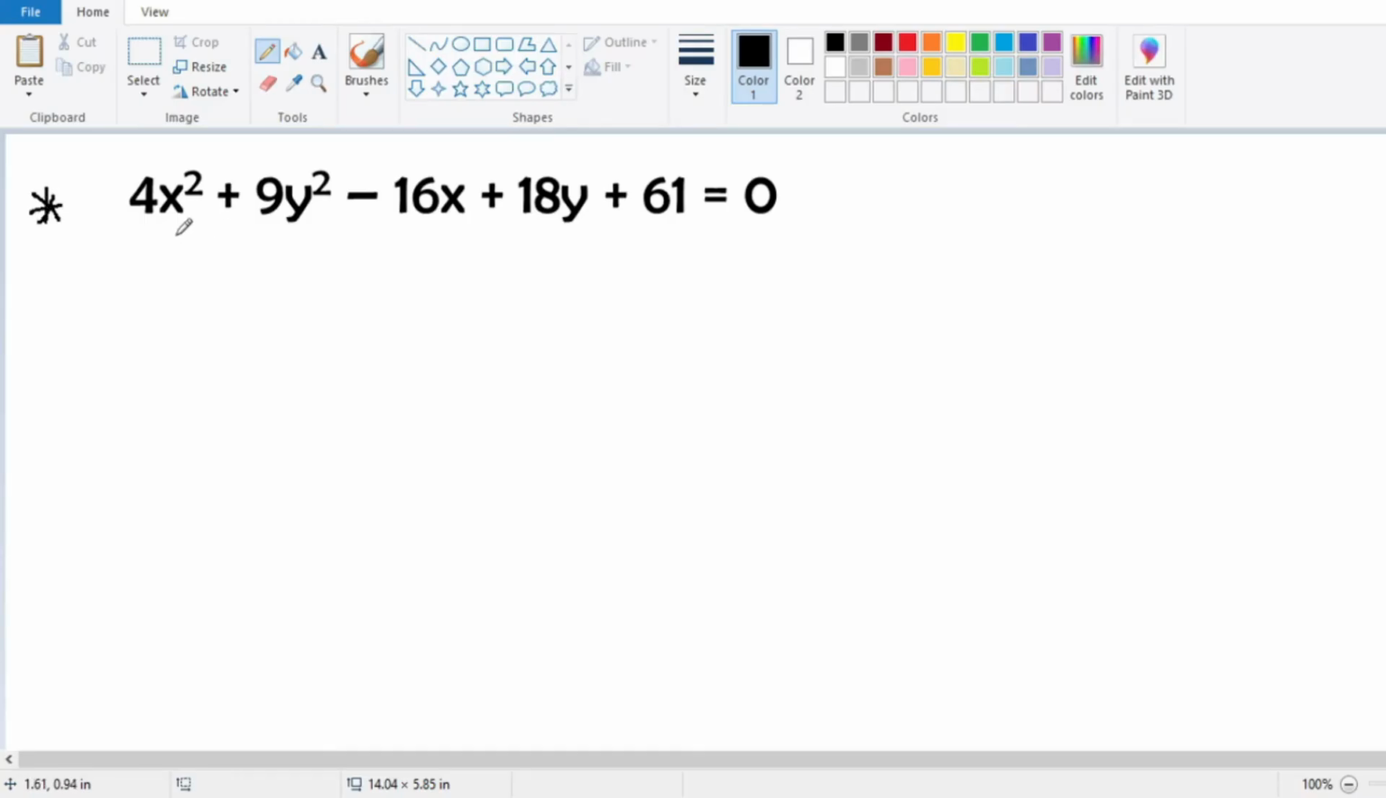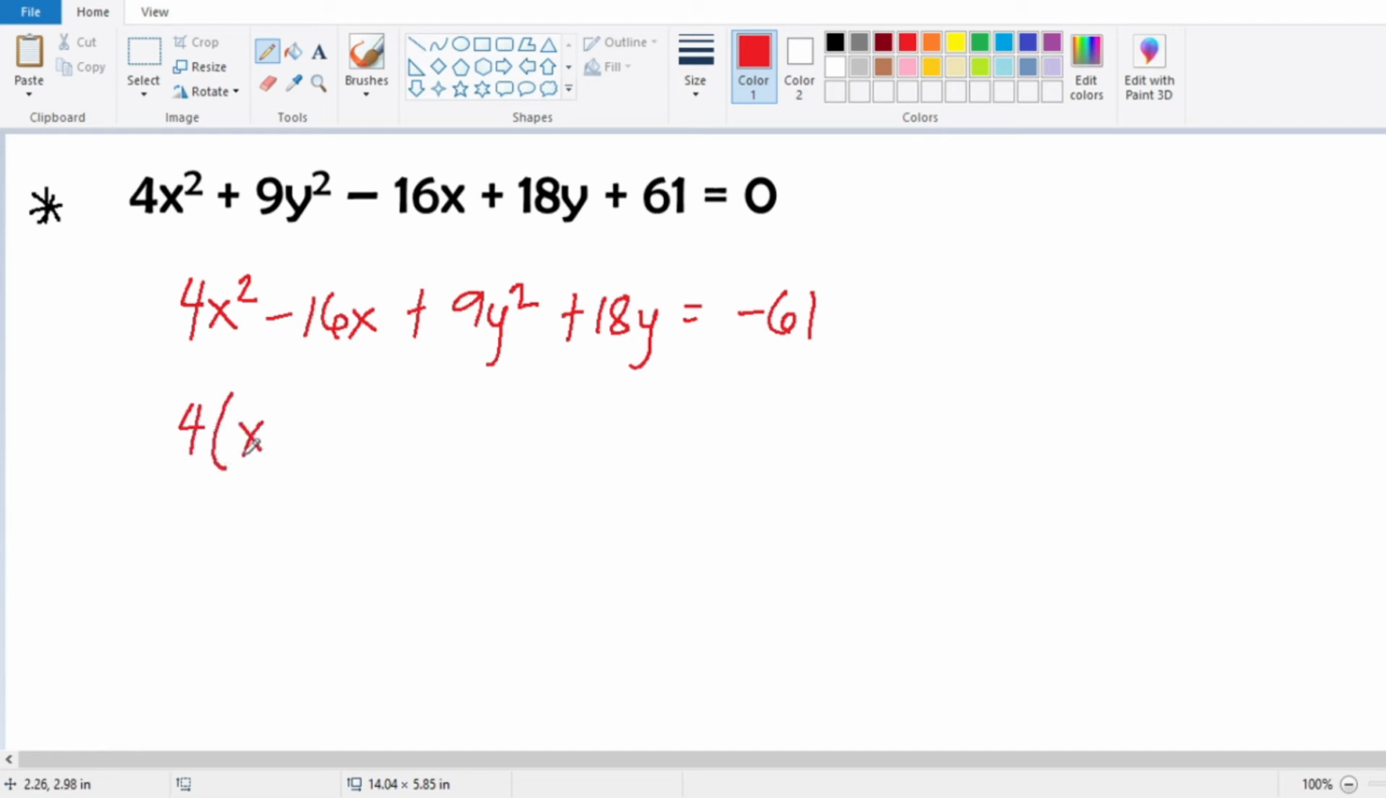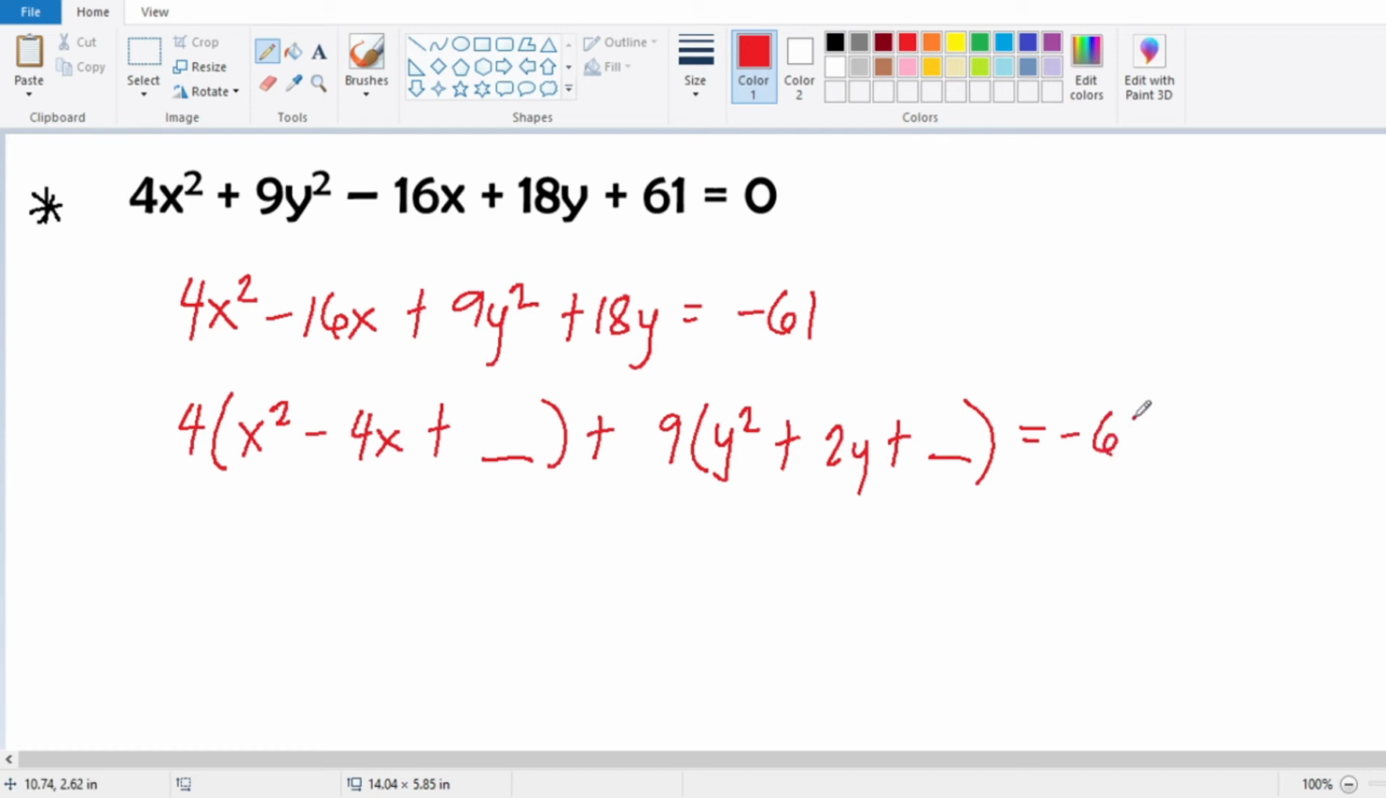Tingnan natin kung ellipse ba talaga siya. As you can see here, ang una mong iisipin is ellipse siya. Ellipse nga ba talaga siya? Okay. Pagsamahin natin ulit yung pare-pareho. Yan. Plus 9y squared plus 18y is equal to negative 61. Right? And then, let's complete the squares. But first, we have to factor out 4 muna. Minus 4x plus a missing number. Plus 9 times y squared plus 2y plus a missing number is equal to negative 61.